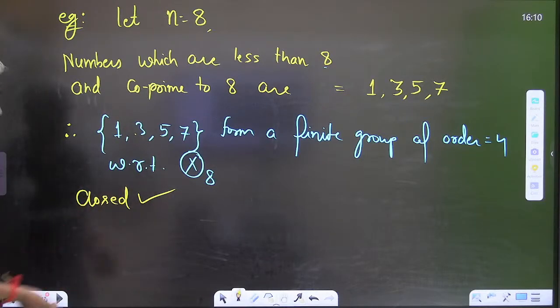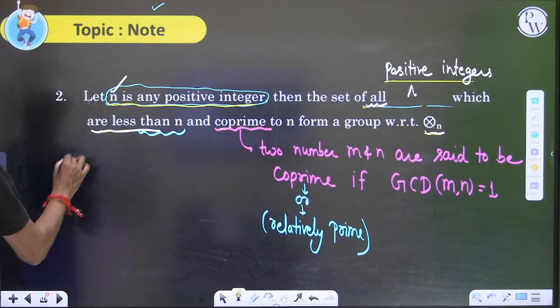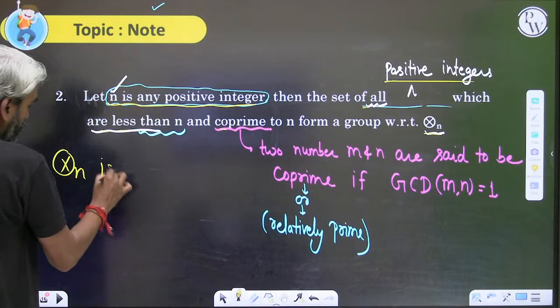Again, because multiplication is associative, multiplication modulo n is associative. Please try to understand: multiplication modulo n is associative.